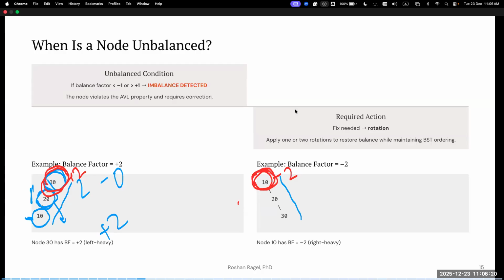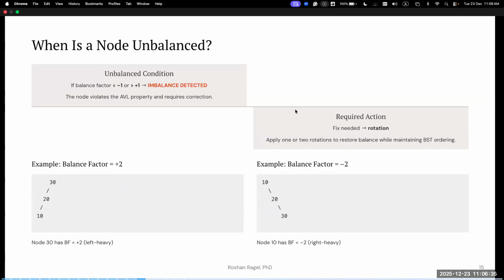Only that node is unbalanced and therefore the tree is unbalanced. The other nodes are balanced, so the balance factor of the other nodes is within the limit we have mentioned here. That's where we are, and let's go forward and see how we can do balancing and so on.